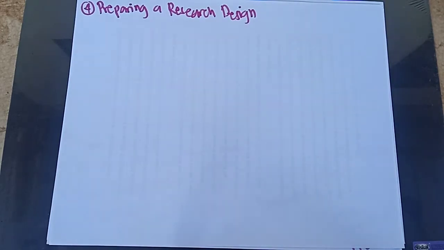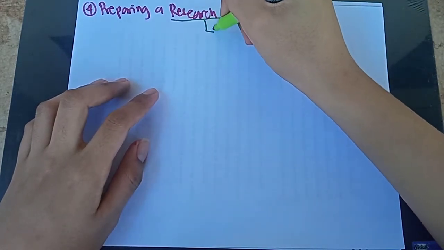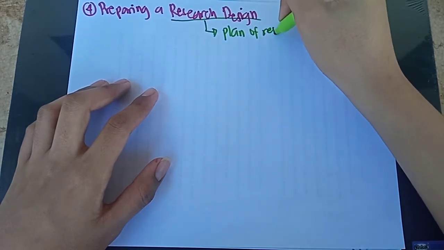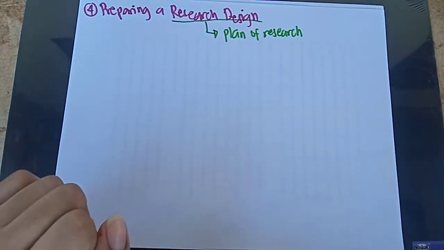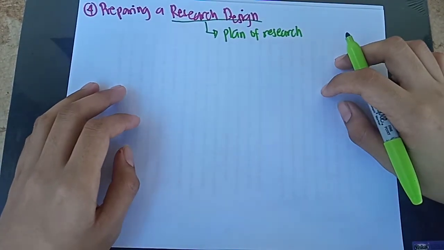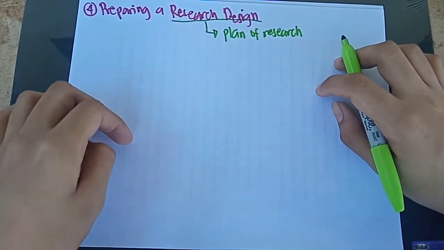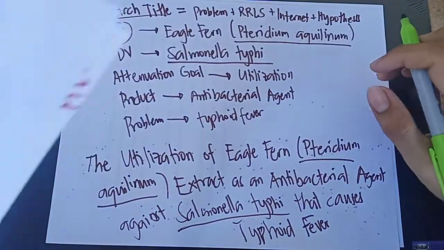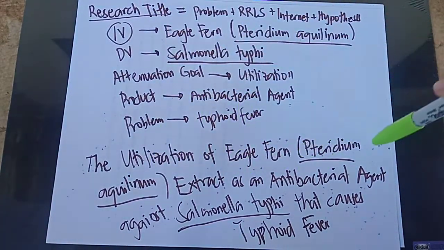Okay. So, in preparing the research design, how do we define research design once again? When we say research design, it is the plan of research. Meaning to say, this is how you will conduct a study. So, in preparing a research design for our example, what is our example once again? Our example would be the application of research processes in this study, the utilization of Eagle Fern extract as an antibacterial agent against Salmonella typhi that causes typhoid fever.